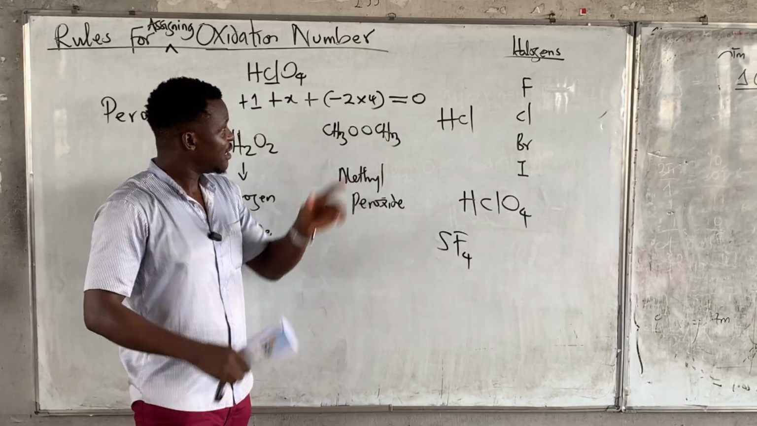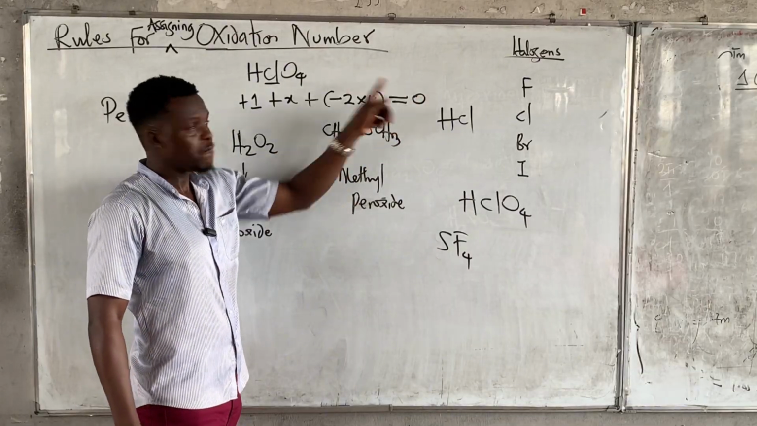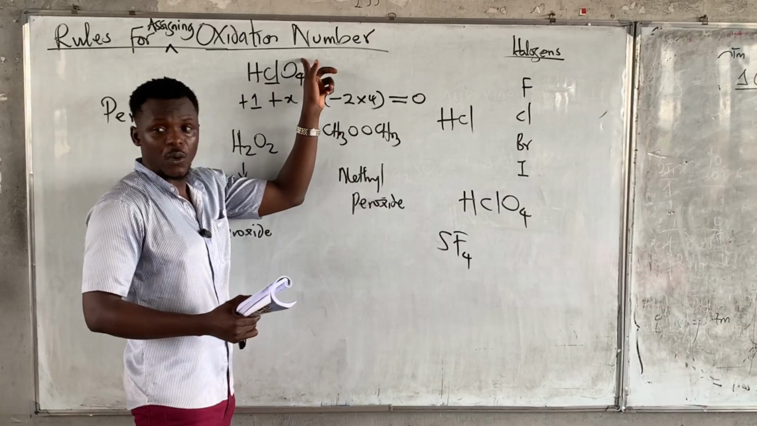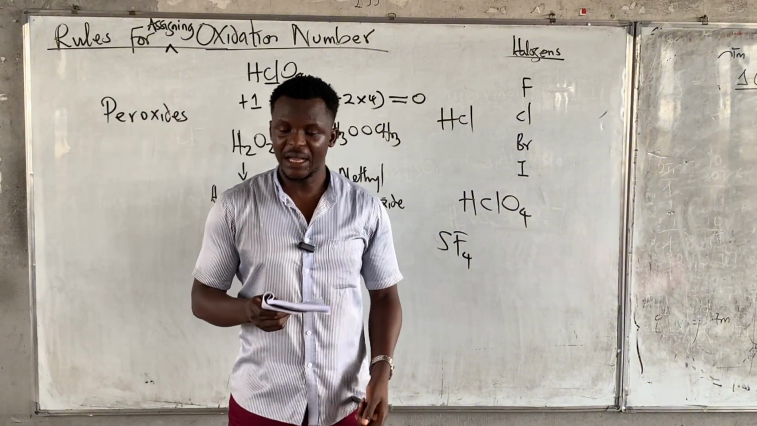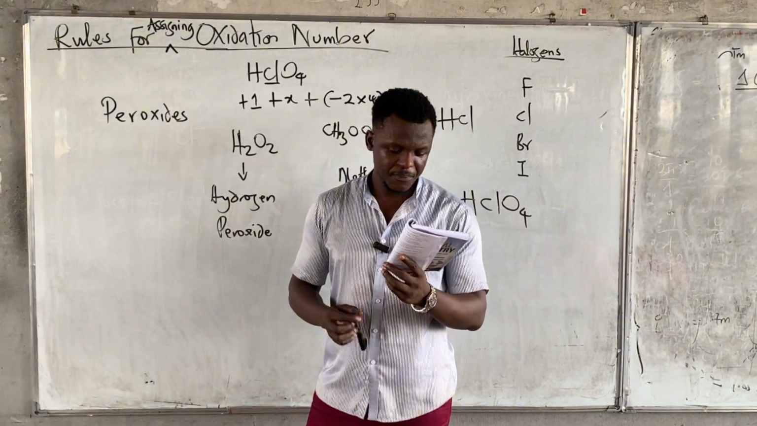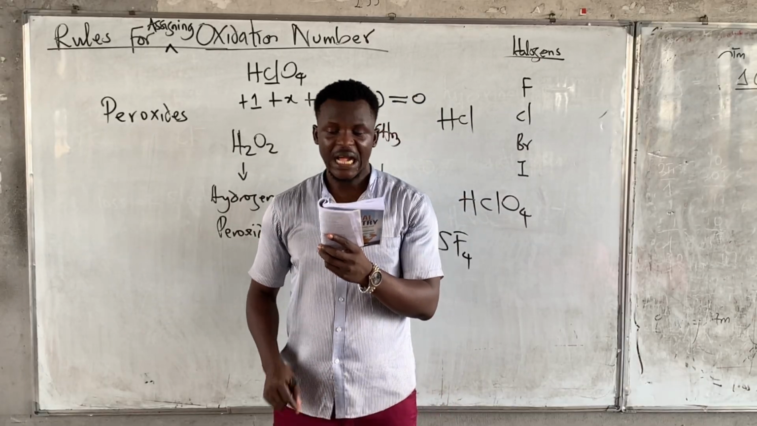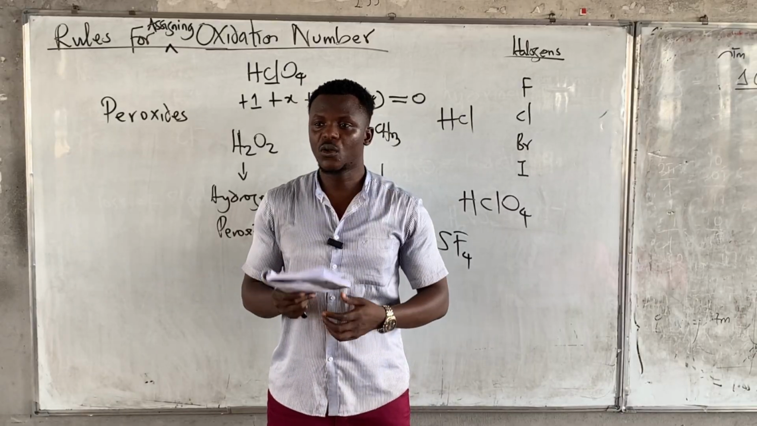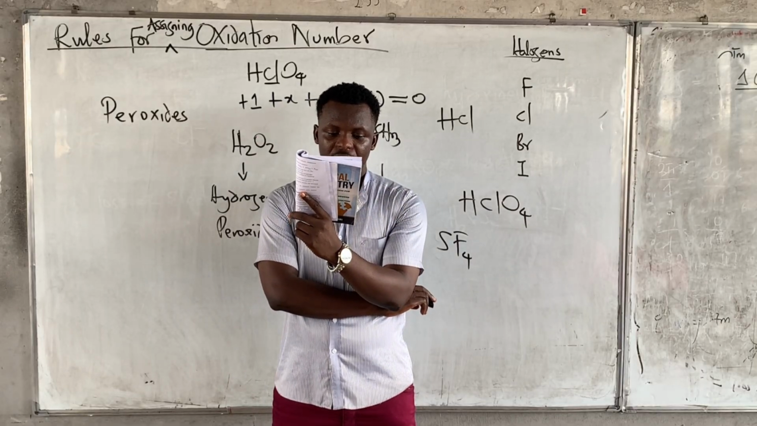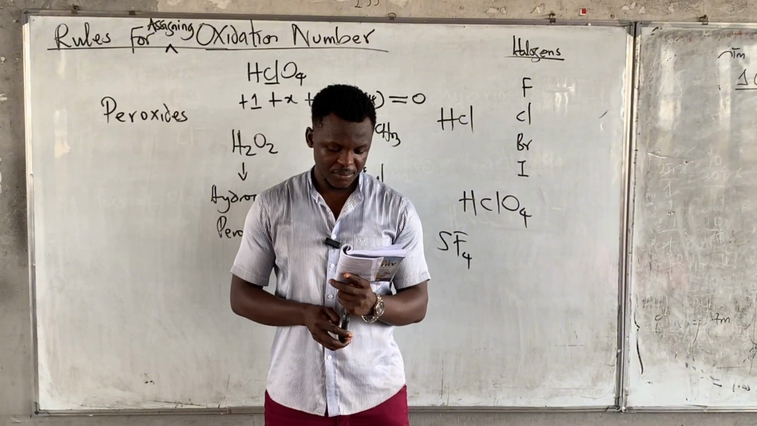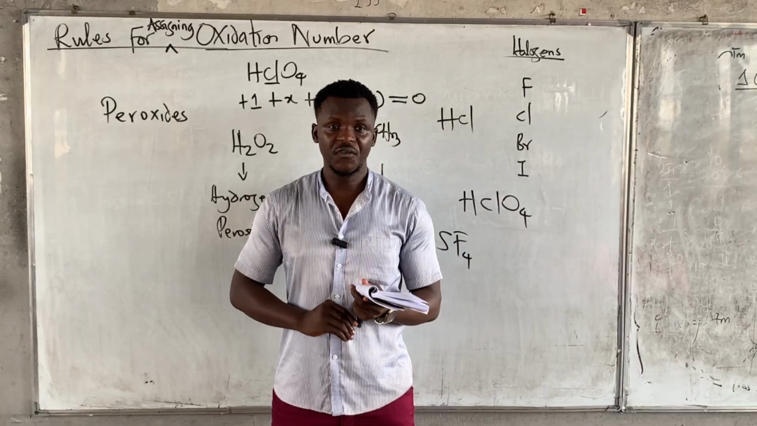So this rule number 6 is what I just did. The sum of oxidation number of all atoms in a neutral compound is equal to 0. This compound is neutral because there is neither positive nor negative charge. Okay, let's look at the next one, the last but not the least, number 8. The sum of the oxidation number in a polyatomic ion is equal to the charge of the ion.